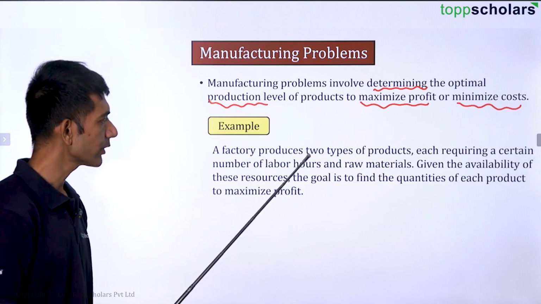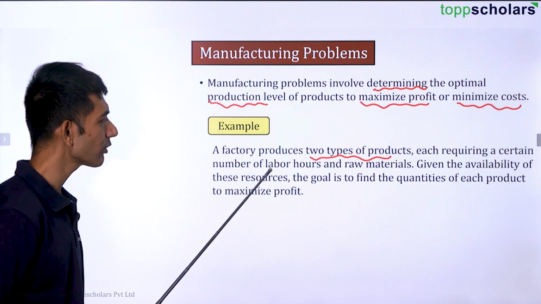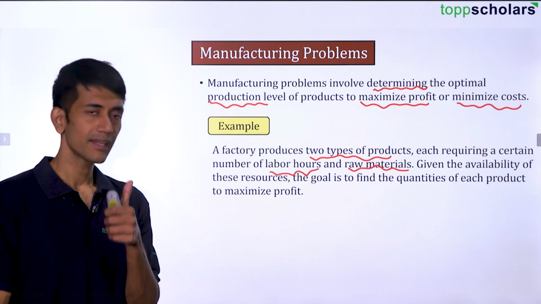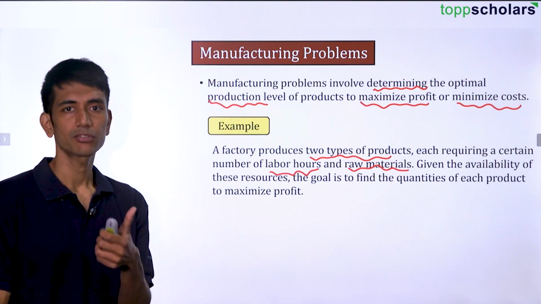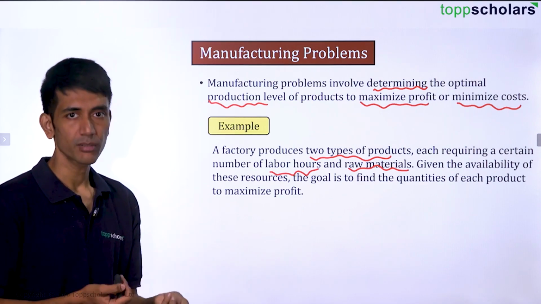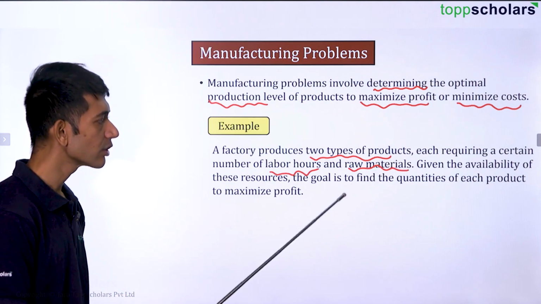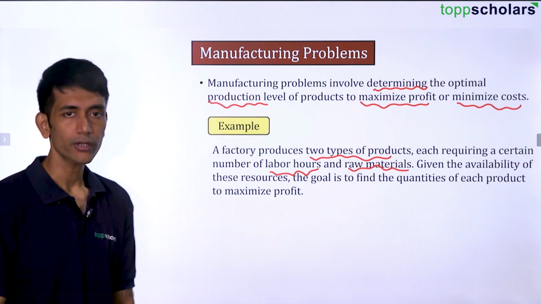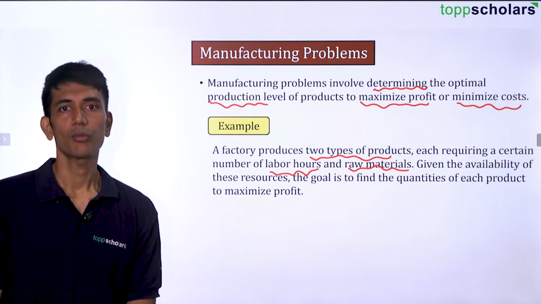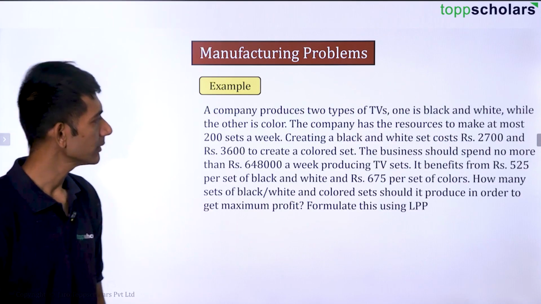Let us see an example. A factory produces two types of products, each requiring a certain number of labor hours and raw materials. So there are two things. It requires labor hours, that is you have to pay the laborers on an hourly basis, and you also require some raw materials, you need to purchase some goods. Given the availability of these resources, the goal is to find the quantities of each product to maximize the profit. So what is the objective? The objective is clear. The objective is to maximize the profit.